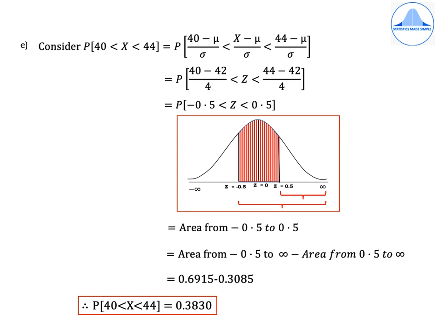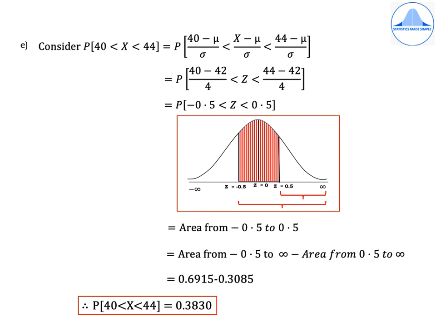So the next step will be equal to probability. From 40 subtract mu and divide by sigma. Then from x also subtract mu and divide by sigma. And from 44 subtract mu and divide by sigma. So you will get the first step as equal to probability of (40 minus mu)/sigma is less than (x minus mu)/sigma is less than (44 minus mu)/sigma.